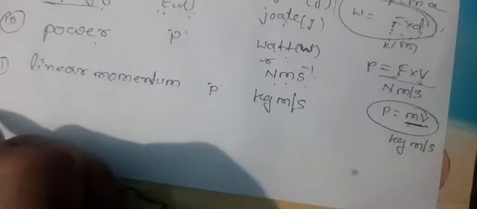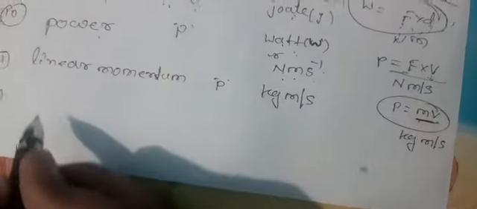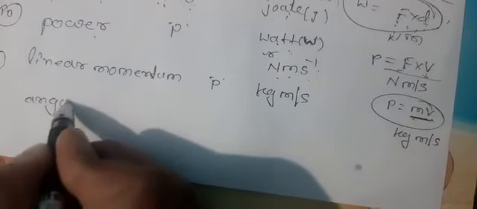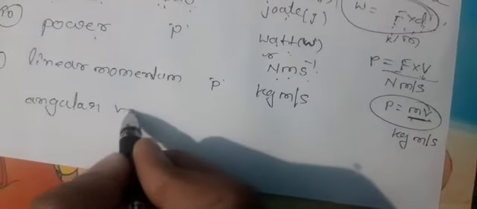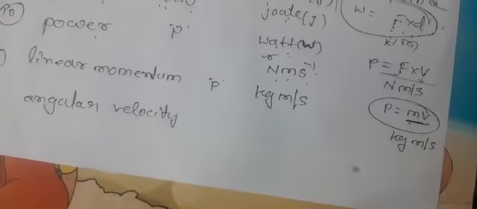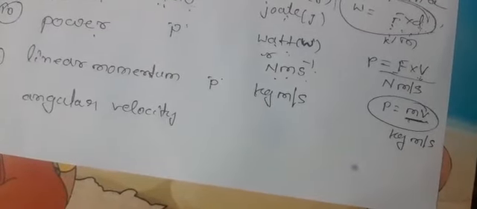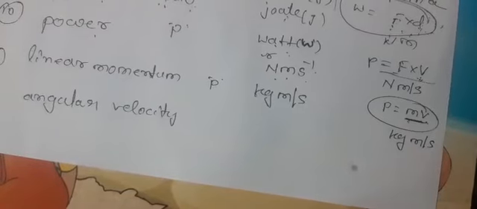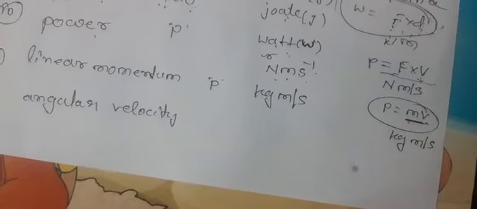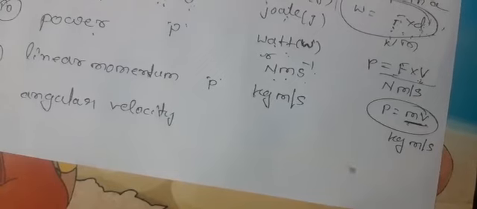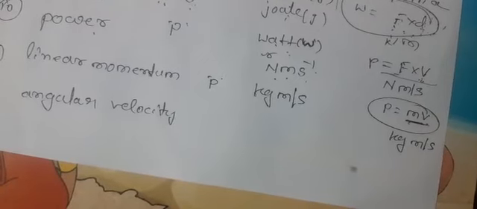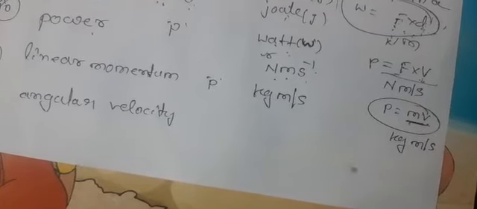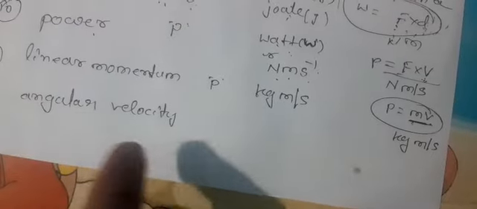And the 12th one is angular velocity. Angular velocity means rotational motion. Rotational motion means any particle moves in a circular path. The angular velocity means any particle moving in a circular direction, which is a rotational motion.